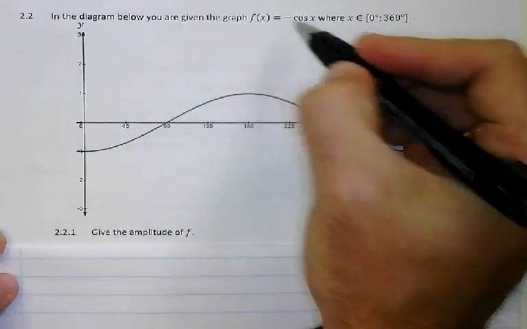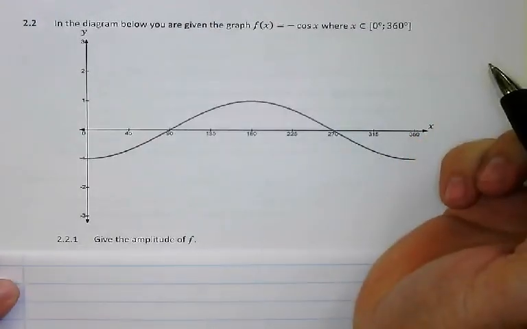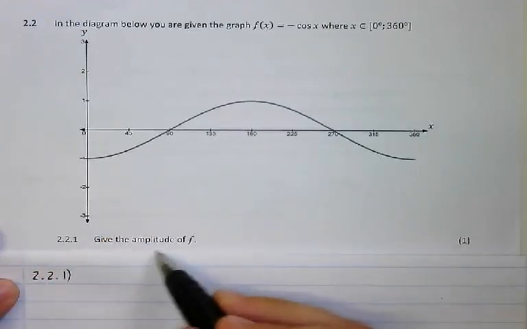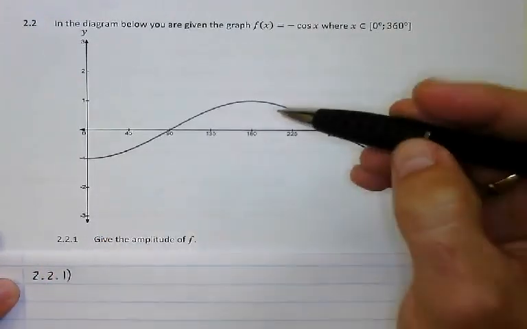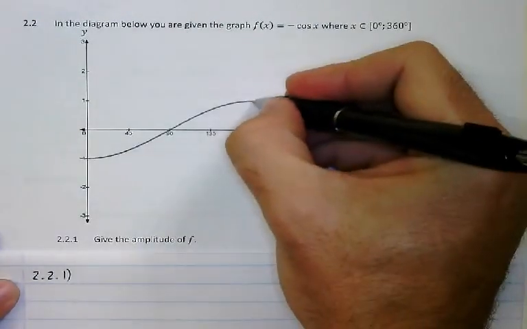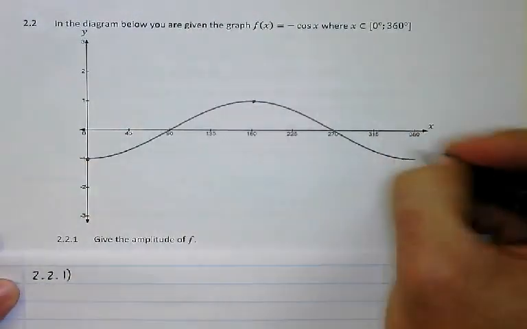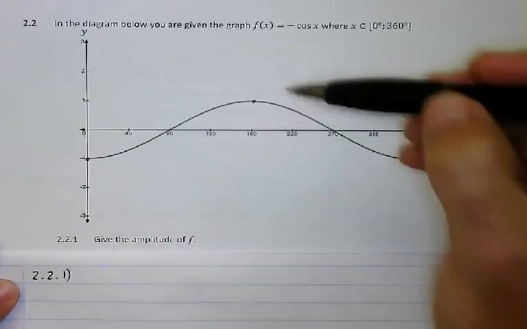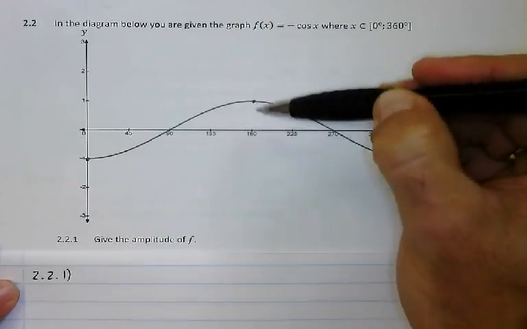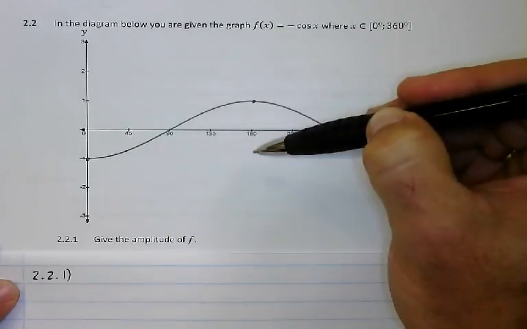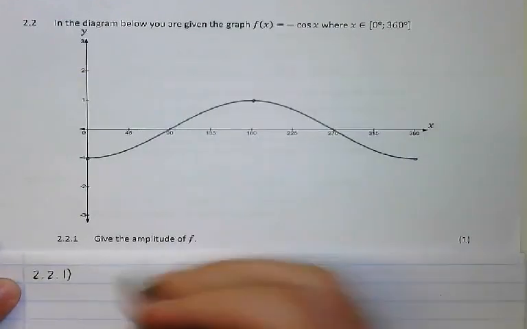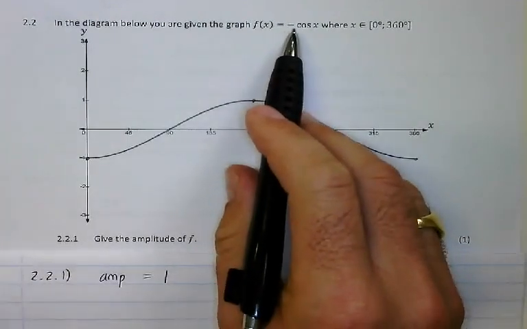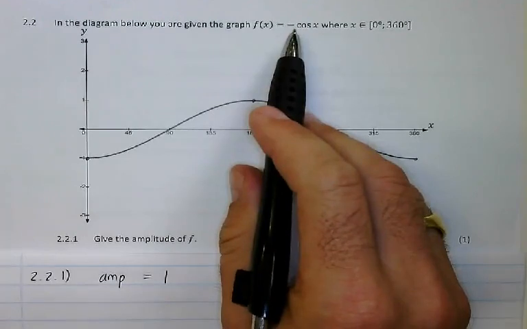So, first question 2.2.1 says give the amplitude of f. Remember, the amplitude measures half the distance between the maximum and the minimum. So there's the maximum it reaches. There are the minimums the graph reaches. So from positive 1 to negative 1 is a change of 2. So the amplitude would be half of 2. So the amplitude of f would equal 1. Please note, the amplitude is also given by the coefficient of the graph. However, it would be incorrect to say negative 1 as your amplitude. Your amplitude is a positive 1.